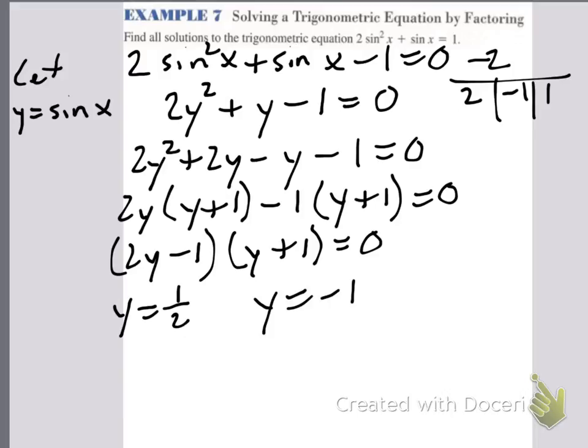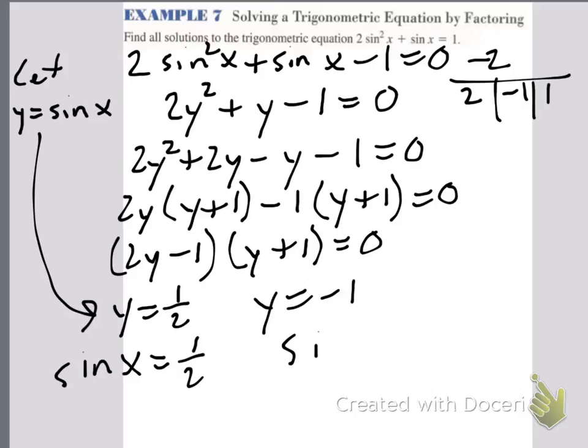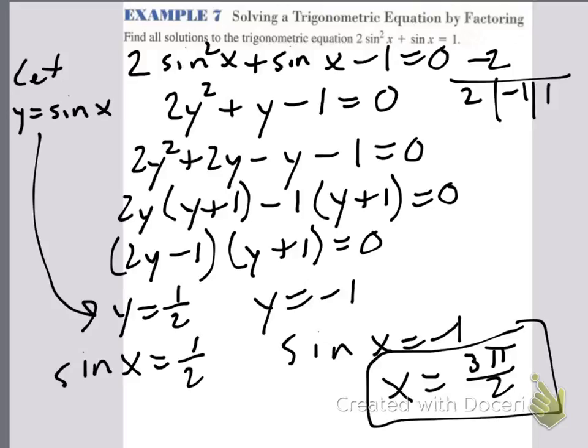Well, let's come back and now plug sine x back in for y. We'll just use the interval 0 to 2 pi. The sine of x, excuse me, not when x is 1/2, when the sine is 1/2. Well, let's do the easy one first. This is 3 pi over 2, because that's where the sine is -1.